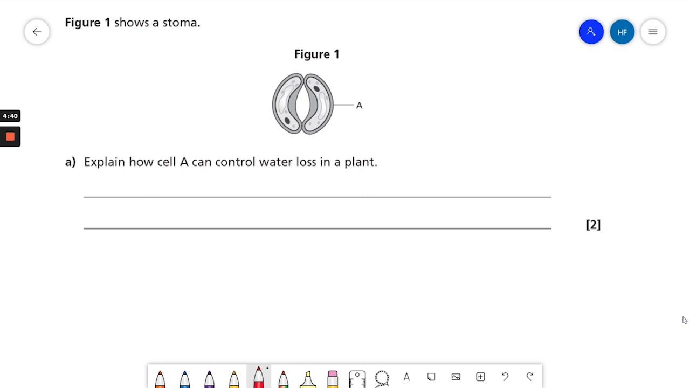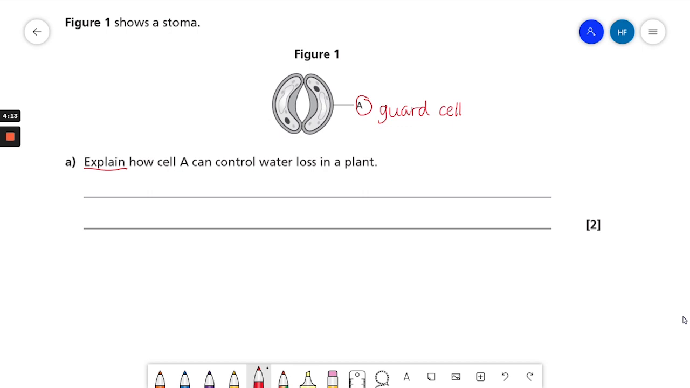And the command word in this question is the word explain. It's asking us to explain how cell A can control water loss in the plant. So we're having to say how that happens. And the first step in this question is to identify cell A up here. And you should know that that is actually a guard cell.